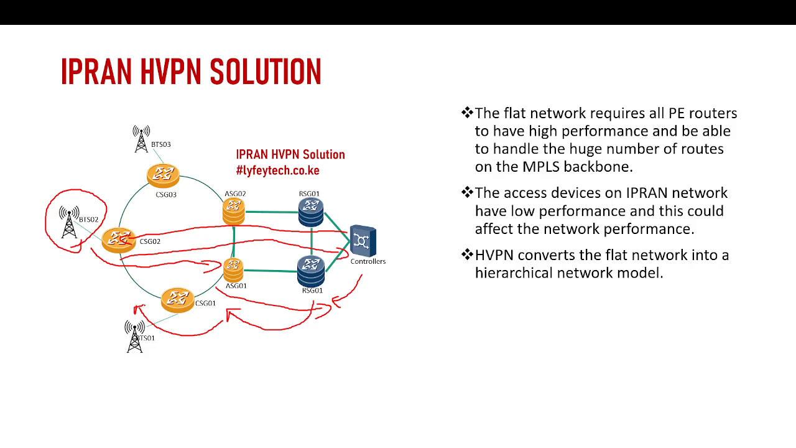So if they are not able to handle the routes, maybe we have so many routes being exchanged from the RSG, from the ASG to the CSG. And if the routing table is full, it means it has to drop other routes, other service routes, and it could even impact the general performance. So that's why we need the HVPN solution that will help convert the flat network into a hierarchical network model. So we are now moving from a flat network into a hierarchical network model. So that is the HVPN solution.